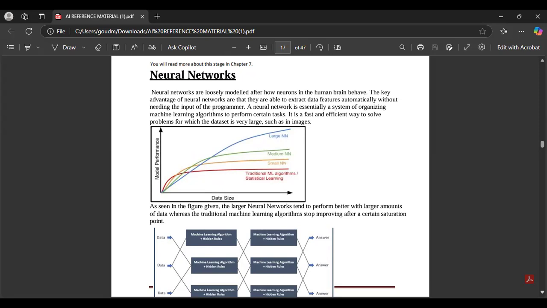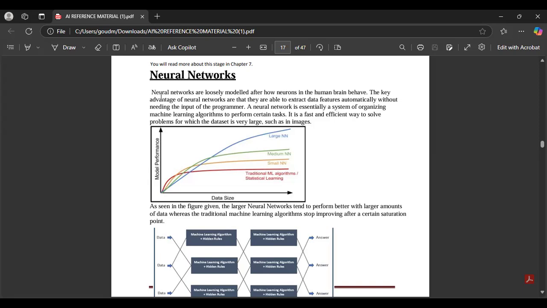Like in the objective, they will show this diagram and they will ask: larger neural networks tend to perform better with larger amounts of data, whereas traditional machine learning algorithms stop improving after a certain saturation point. You have to write this here. Neural networks definition: they are loosely modeled after how neurons in the human brain behave. The key advantage of neural networks is that they can extract data features automatically without needing the input of the programmer.